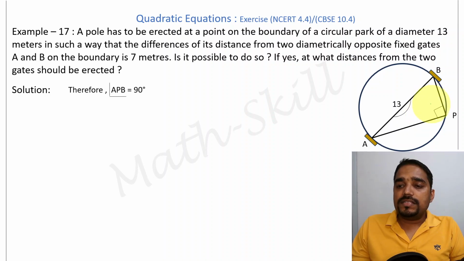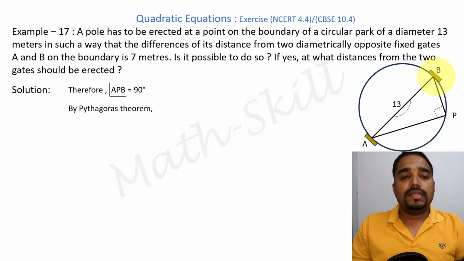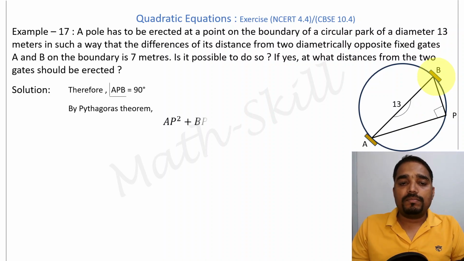Since angle APB is equal to 90 degrees, also BP we have assumed as X and AP we have found out as X plus 7, and the diameter AB would be the hypotenuse of this right angle triangle APB. Therefore, we can apply Pythagoras theorem here. That is, by Pythagoras theorem, AB square is equal to AP square plus BP square, or AP square plus BP square is equal to AB square.